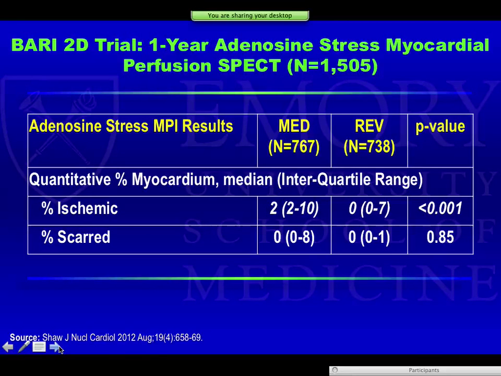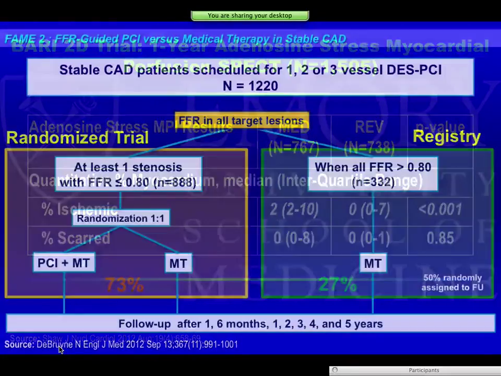So this is a one-year pharmacologic stress myocardial perfusion SPECT study in about 1,500 patients. The exact same findings that we saw in COURAGE: at 1 year, there's a much greater reduction in the amount of ischemia in the revascularization arm as compared to the medical therapy arm. Highly significant. And no difference in scarring, which is important to say that there were actually no silent MIs, especially in this diabetic population. So the percent scarred myocardium was similar.